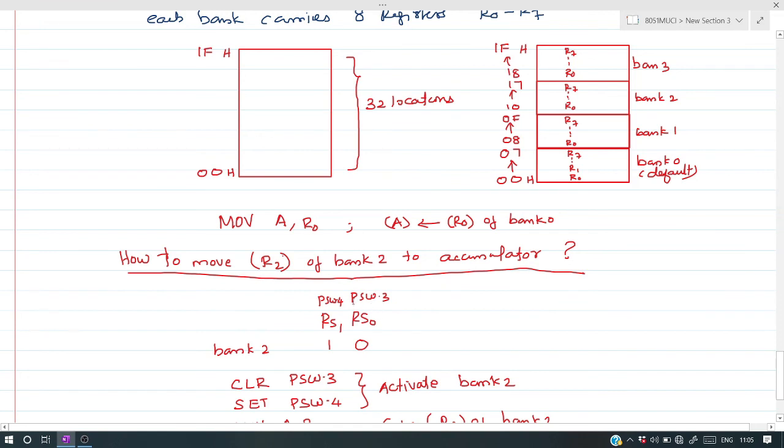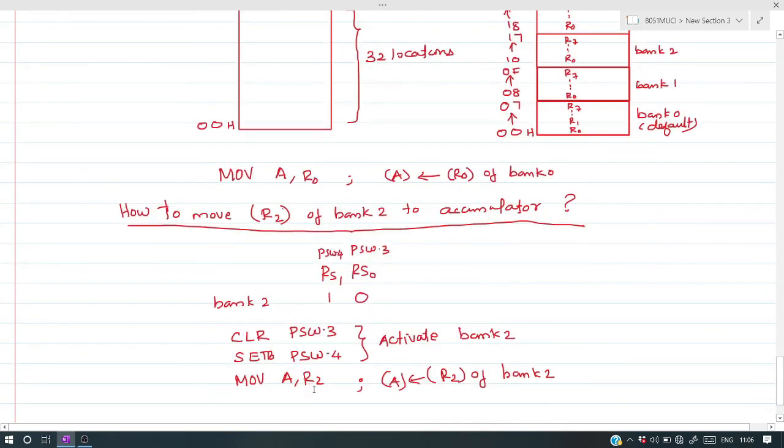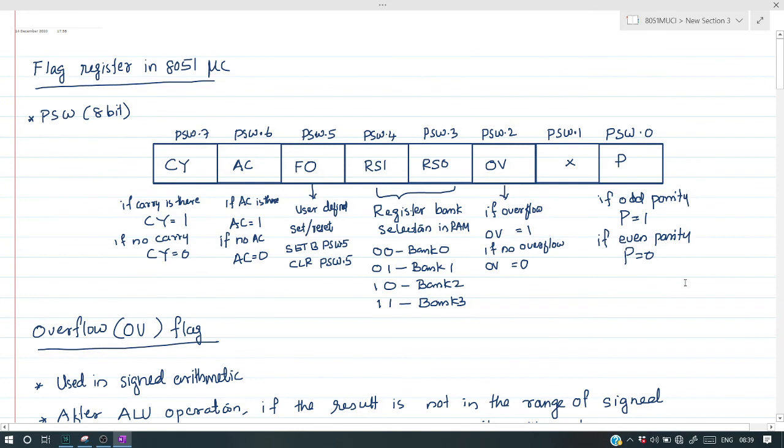In order to clear PSW.3, we can use the instruction CLR PSW.3. Then, in order to set PSW.4, we can use the instruction SETB PSW.4. Whenever these two instructions are executed, bank 2 is activated. Then we can transfer the content of register R2 of bank 2 into the accumulator by means of this instruction. In a similar way, we can transfer the content of any register into the accumulator by selecting the desired bank.